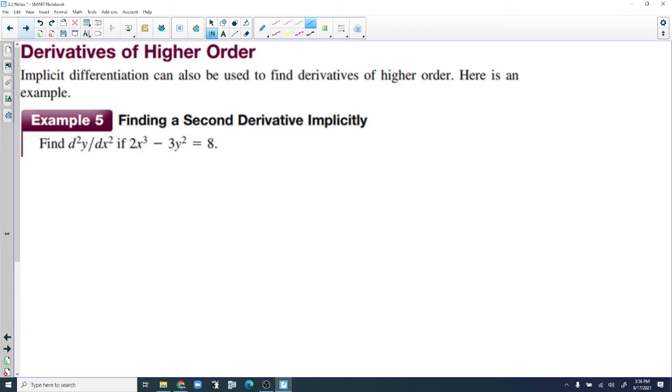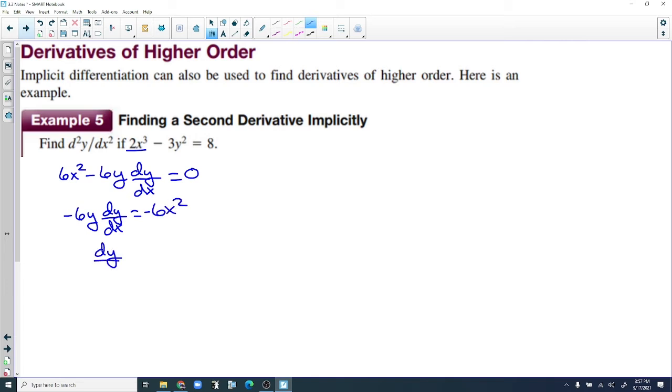Derivatives of higher order. Implicit differentiation can also be used to find derivatives of higher order. Here's an example. Find the second derivative implicitly. Let's do the first derivative. The derivative of 2x to the third is 6x squared, and then we have minus 6y dy/dx is equal to 0. So -6y dy/dx is equal to -6x squared.